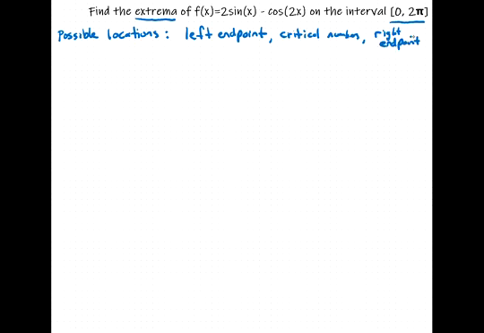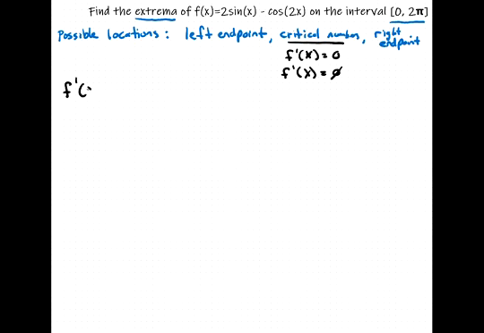So we'll have to test the value of the function at 0, the value of the function at 2 pi, and the value of the function at any of the critical values. So remember, critical numbers are places where the derivative equals 0 or the derivative is undefined. So we'll have to find the critical numbers, which means we'll have to find the derivative of the function.